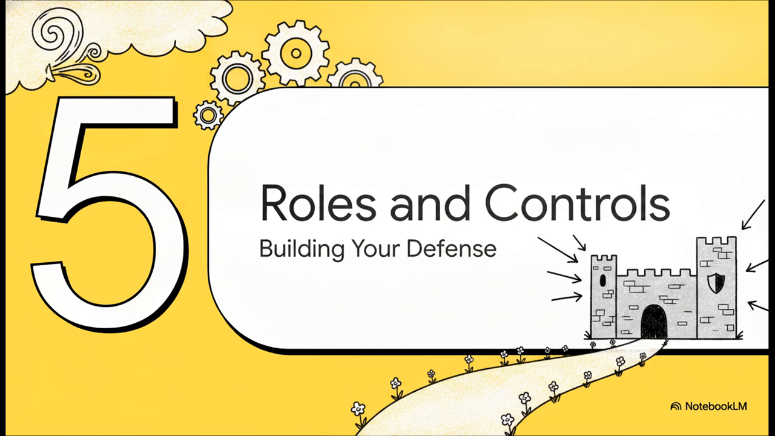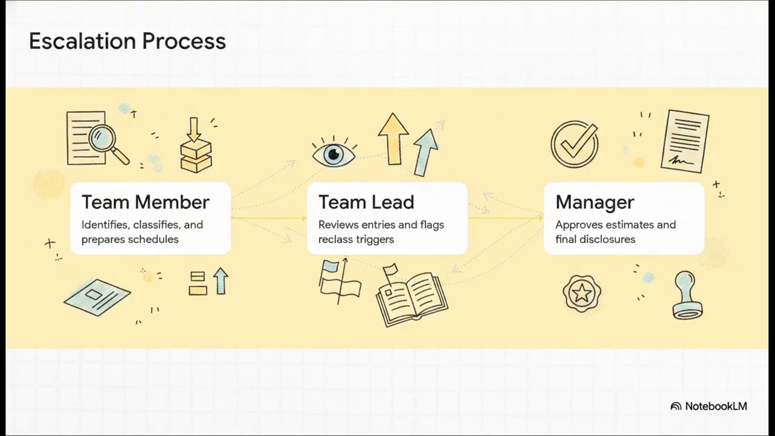Section 5. Roles and required controls. Building your defense. A bulletproof close relies on a clear escalation of judgment. It's like a ladder. It starts at step 1 with the team member. They are right there on the ground level doing the initial identification, classifying transactions, and preparing those schedules we literally just talked about. Step 2 is the team lead. They review those entries, actively hunt for reclassification triggers, and escalate the really tough subjective calls.